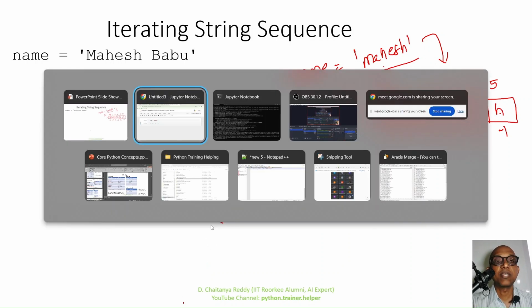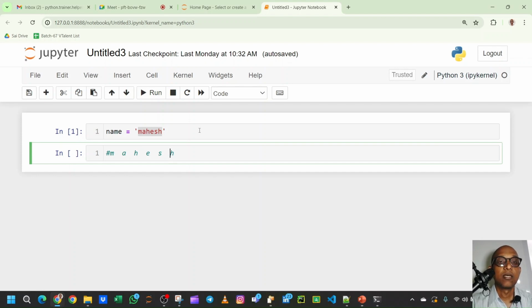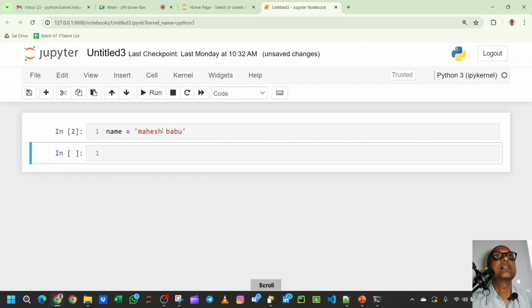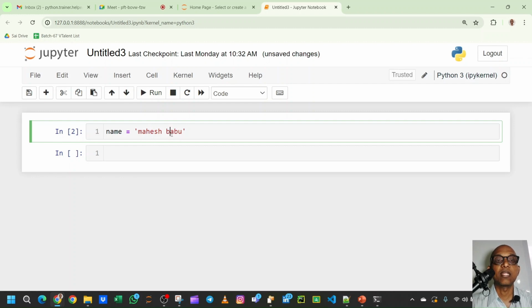For example, let us say my string is Mahesh Babu. The name variable contains Mahesh Babu. Now my task is to get some character of the string, for example the H or the E character, the character at some position. The positions start with 0, 1, 2, 3, 4, 5, 6, 7, 8, 9, 10, 11. 11 positions are there.